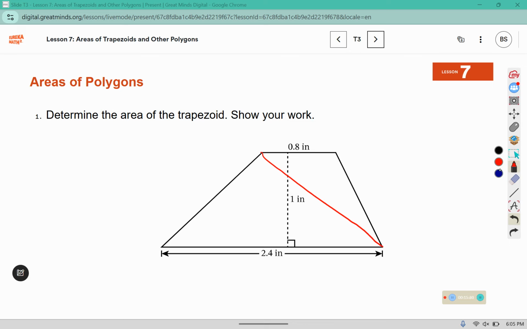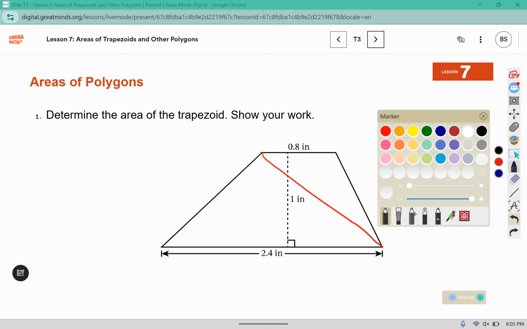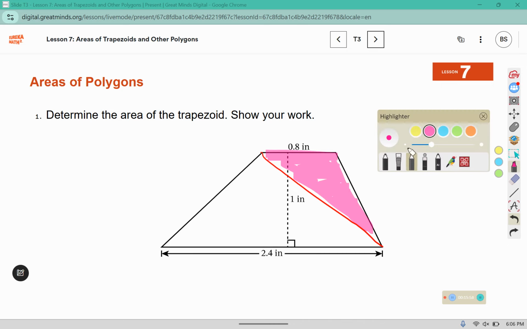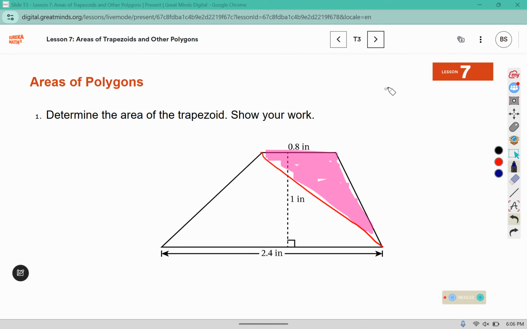I prefer the two triangle method for finding the area of a trapezoid. This pink triangle here has a base of 0.8 and a height of 1. 0.8 times 1 is 0.8. 0.8 divided by 2 is 0.4.